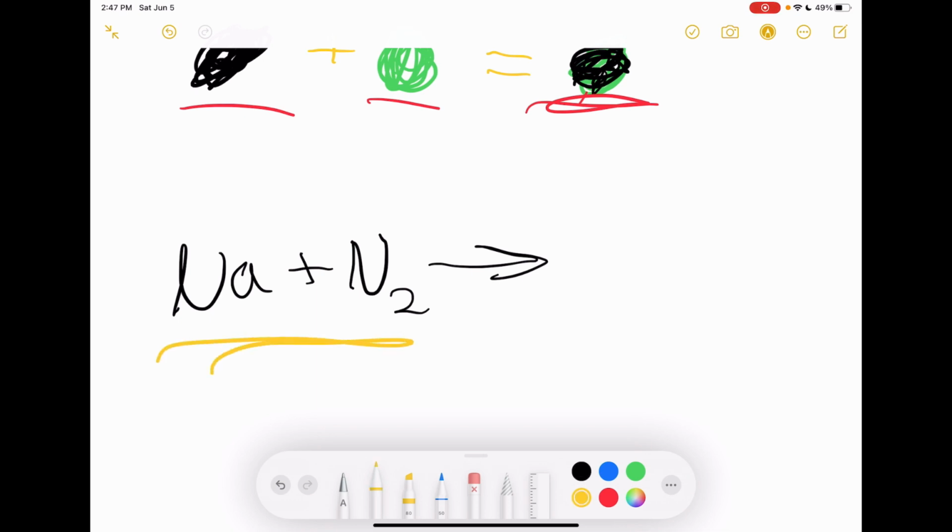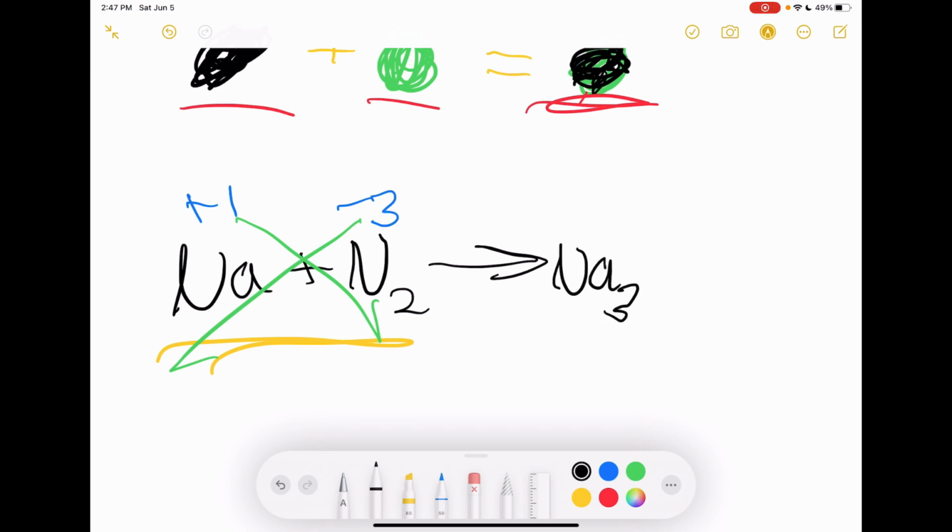So we have sodium. Go to your periodic table, look at the charge of sodium. It's +1, it's in group 1. Nitrogen, group 5, -3. Again, remember our crisscross. Three goes to the sodium. 1 goes to the nitrogen.